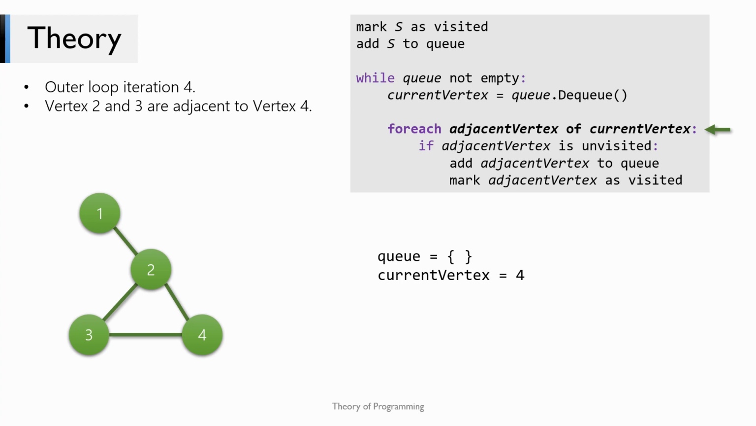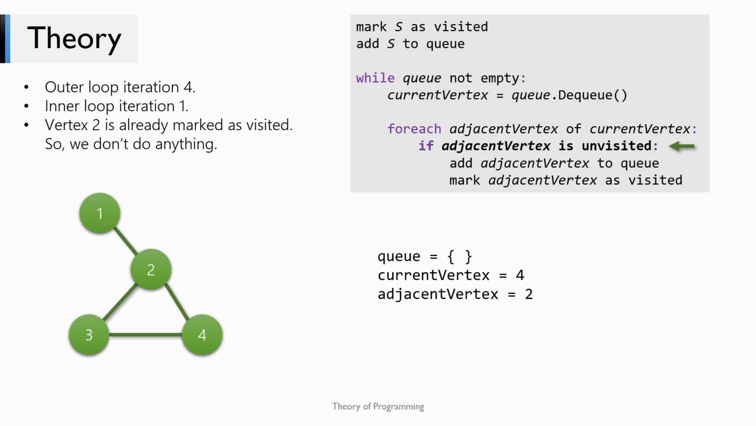Now we look at each adjacent vertex to vertex 4. Vertex 2 and vertex 3 are adjacent to vertex 4. Let's iterate this for loop in that order. The first adjacent vertex is vertex 2. Vertex 2 is already marked as visited, so we don't do anything else for now. The second adjacent vertex is vertex 3. Vertex 3 is also marked as visited, so we don't do anything again.